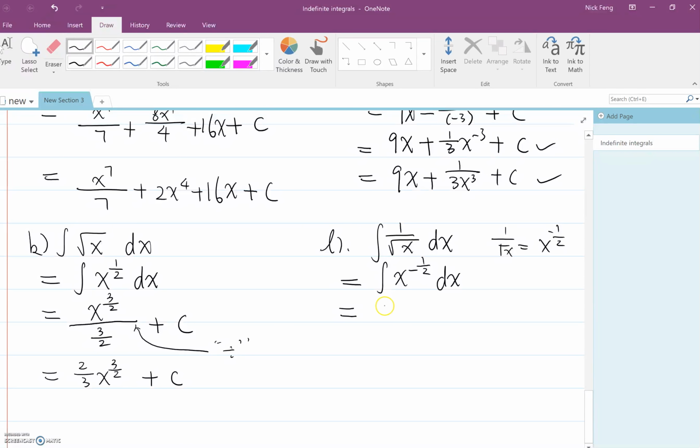So now what we need to do, we add 1 to the power, negative half plus 1 is half, and you're going to divide this by half. And don't forget your plus c once you have finished your indefinite integral. This is very, very important. Now divided by half is just multiplied by 2. So it's just 2 x to the power of half plus c. And if you would like to, change x to the power of half back into root x. Again, both of them are correct.